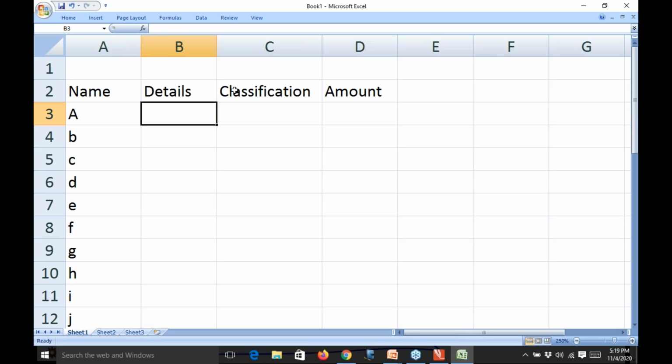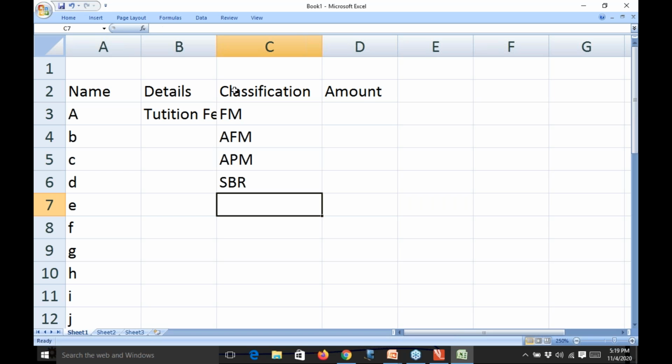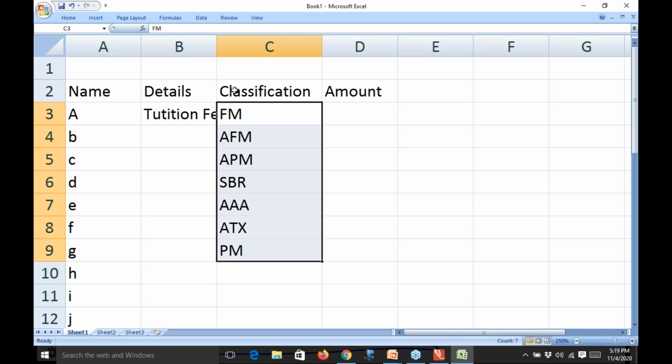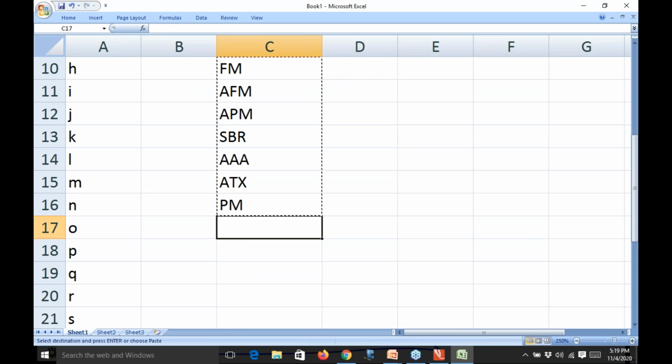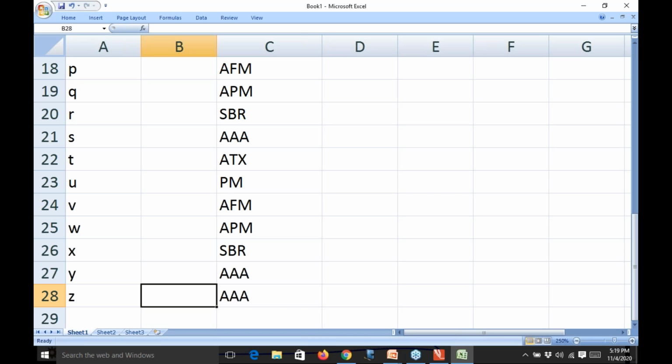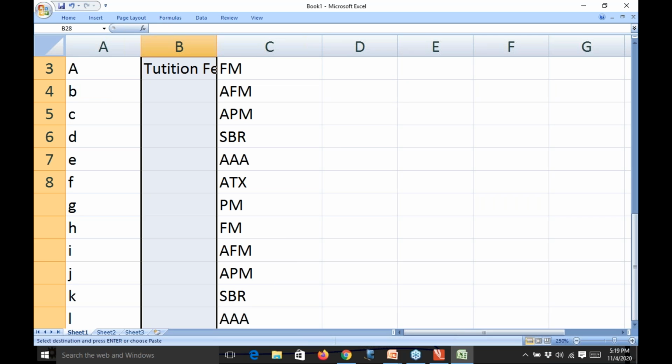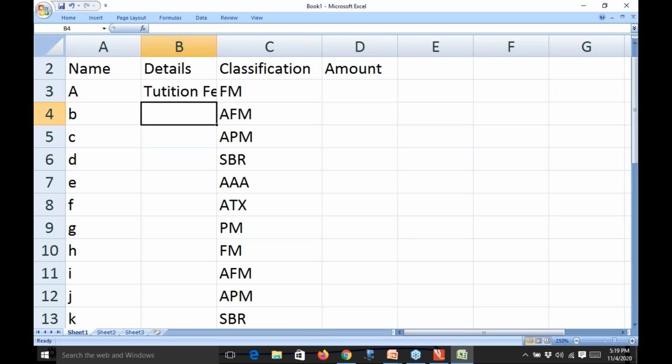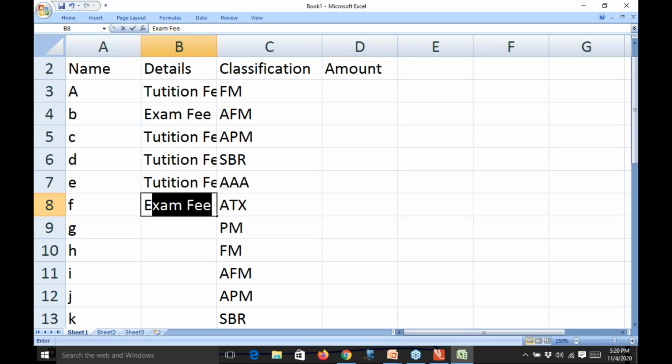Now let's assume this is tuition fee for paper FM, for paper AFM, for paper APM, for paper SBR, for paper AAA, for paper ATX, for paper PM. This is tuition fee, this is exam fee, this is tuition fee, this is tuition fee, this is tuition fee, this is exam fee, this is tuition fee, this is exam fee, etc.